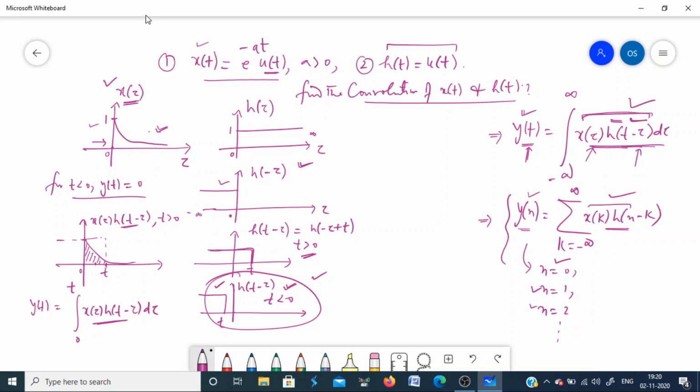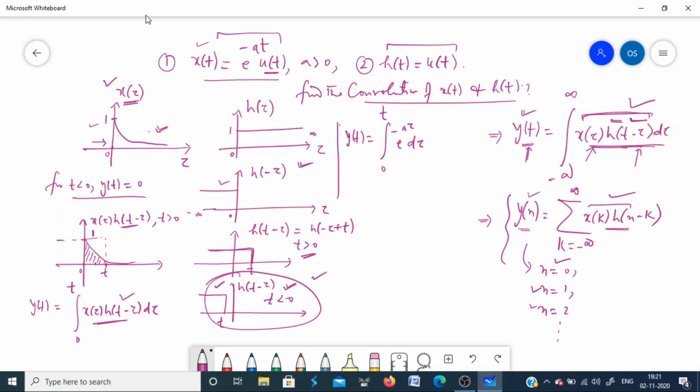Okay, so when you evaluate it, my y of t will be integral from 0 to t. Now x of tau is what? x of tau is this function. It is e raised to power minus a tau. Since u of t is 1, I can drop it. And h of t minus tau from 0 to t is nothing but unity. So it is simply e raised to power minus a tau d tau. Okay.